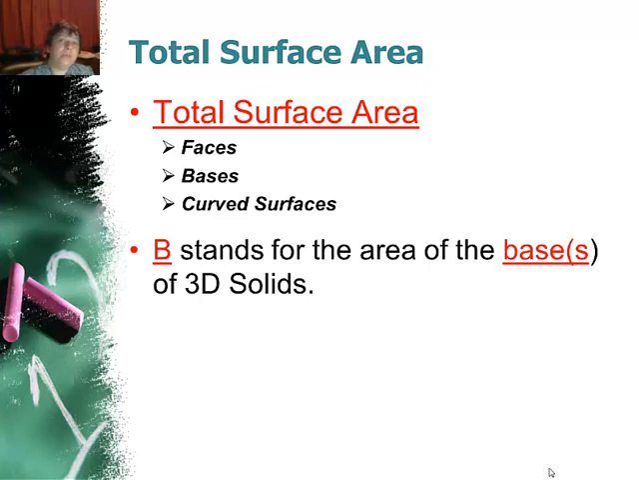So one thing you'll see on the math chart is the capital letter B. This can be quite confusing. The big B stands for the area of the bases. It doesn't mean like the base of a parallelogram. That's smaller lowercase b. The big capital B is the whole area of the base.